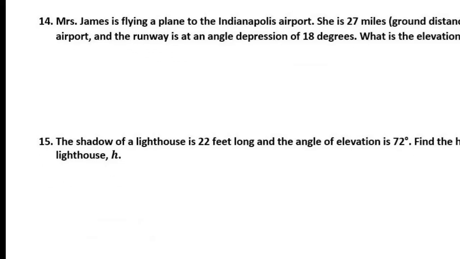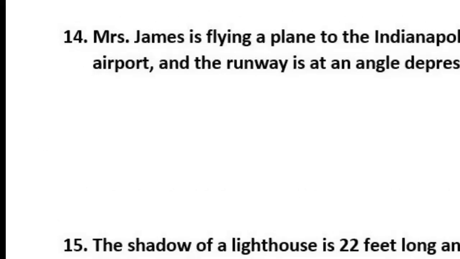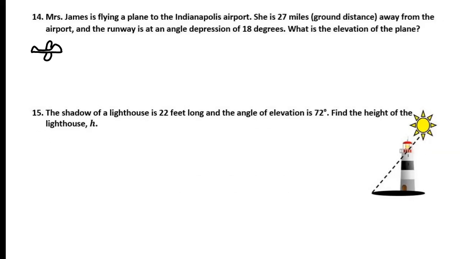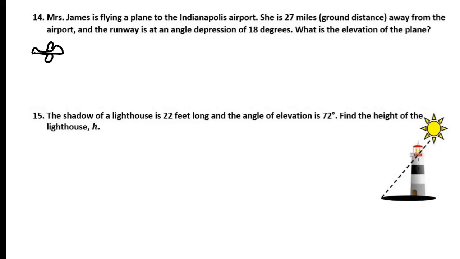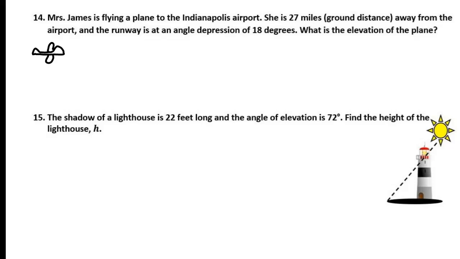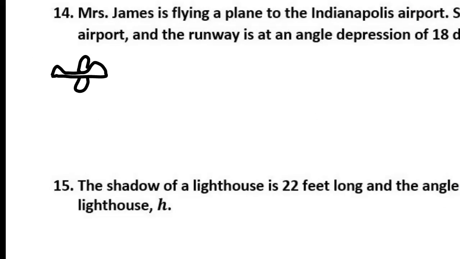Mrs. James is flying a plane to the Indianapolis airport. So my really bad airplane picture yet again. She is 27 miles ground distance away from the airport, and the runway is at an angle of depression of 18 degrees. Okay, so the airplane is up in the air. I don't know how far. She's trying to get down here to the runway.